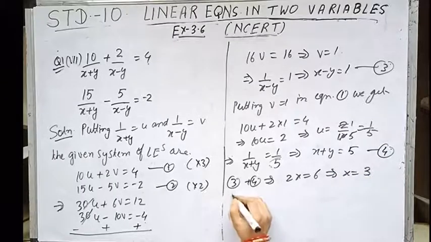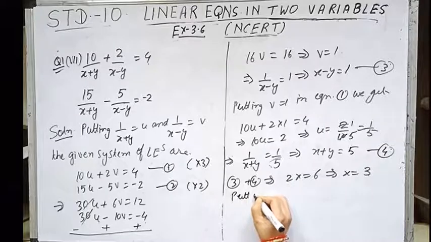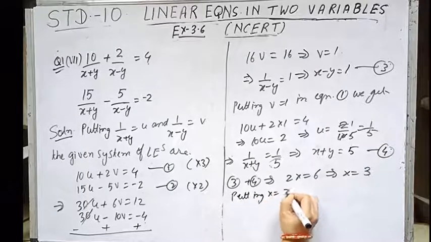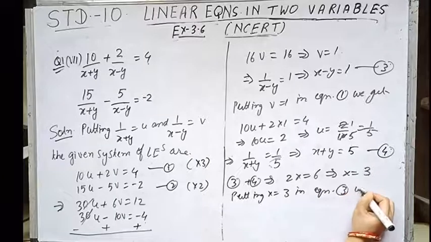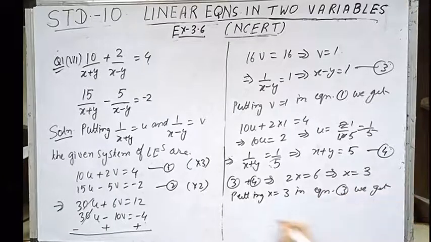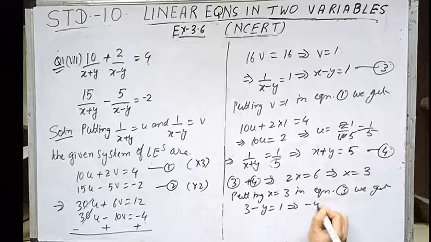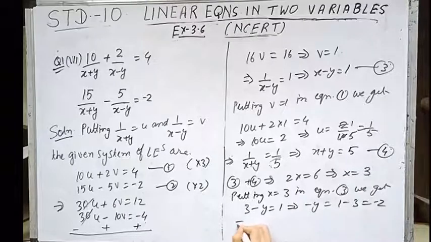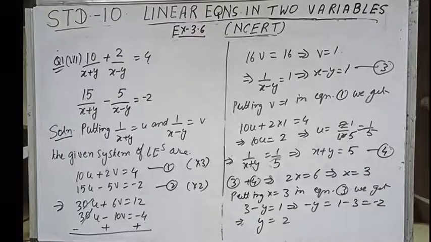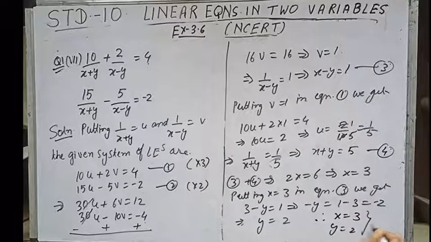And let us put x equals 3 in equation 3. Putting x equals 3 in equation 3, we get 3 minus y equals 1, implies minus y equals 1 minus 3 equals minus 2, implies y equals 2. Therefore, x equals 3 and y equals 2 is the answer.